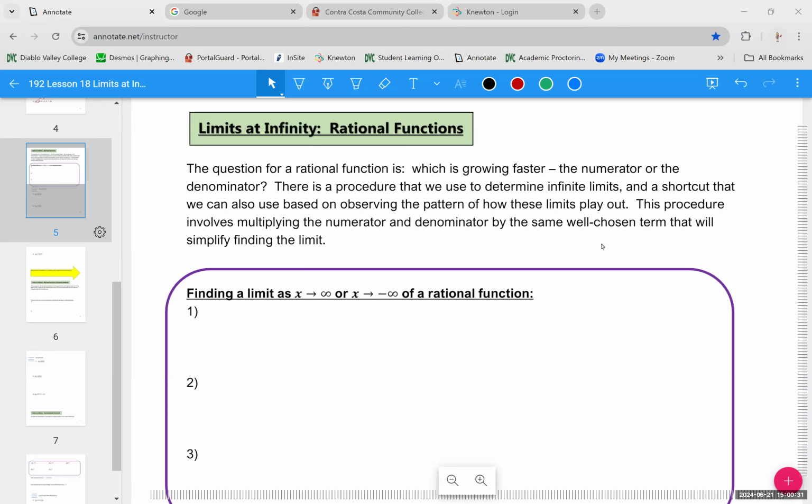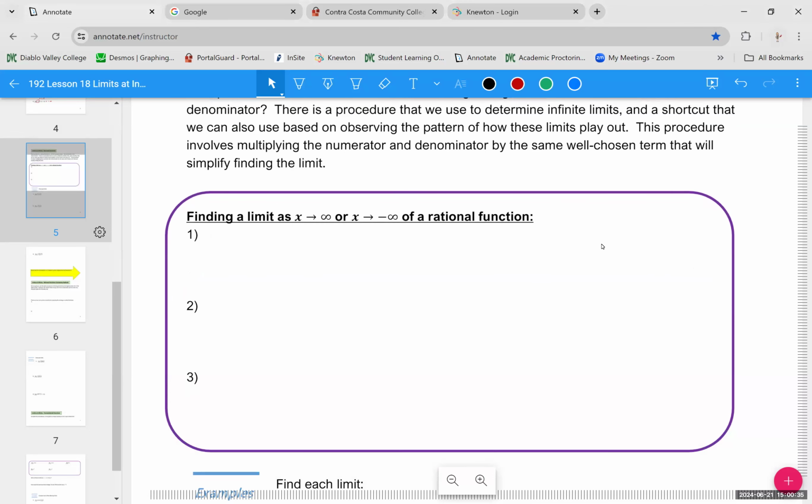So we have a procedure that we're going to go through first here and talk about how to use it and practice using it. And then after we do that, we're going to see if we can use some intuition to come up with a shortcut or a shorter way to determine. So here's the procedure. We'll write it out in words first, and then we'll use it.